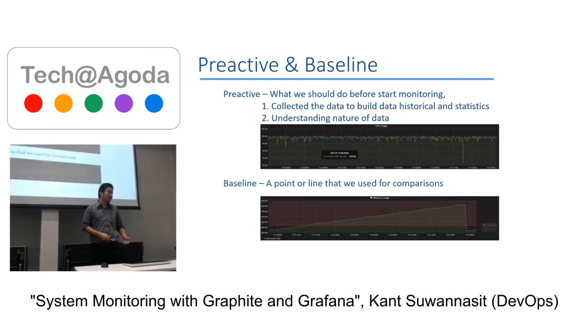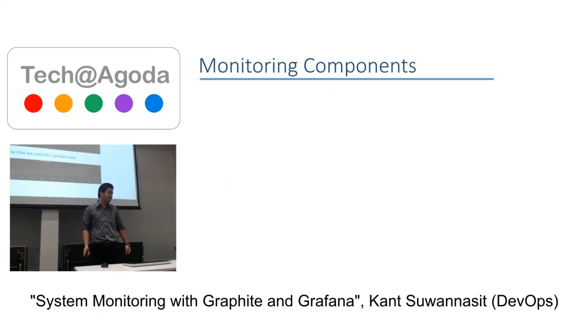The baseline is what we set after we understand the history and the statistics. Normal system behavior should be here. If it goes up, it means something is wrong. If it goes down, it might be wrong or something has happened on our system.